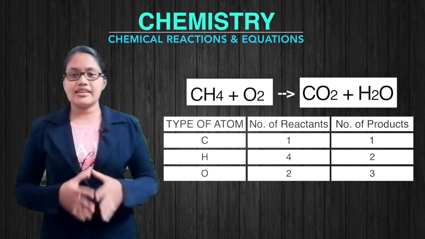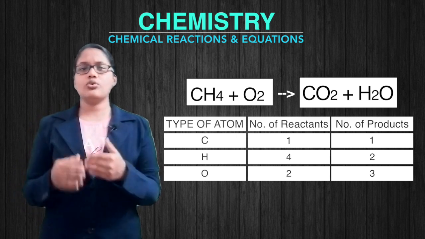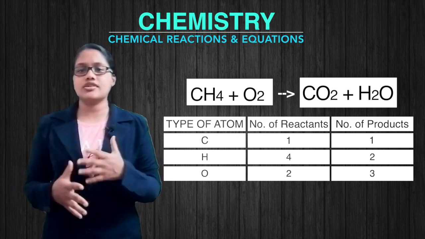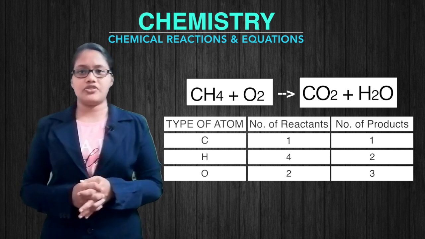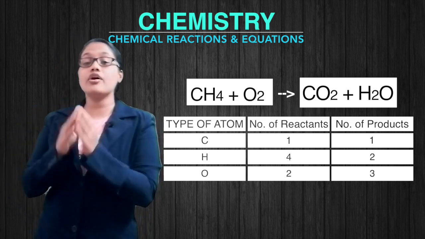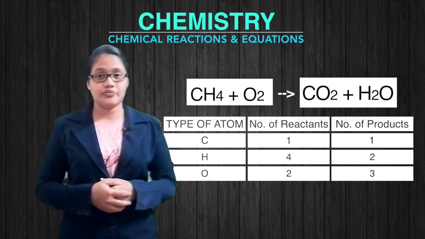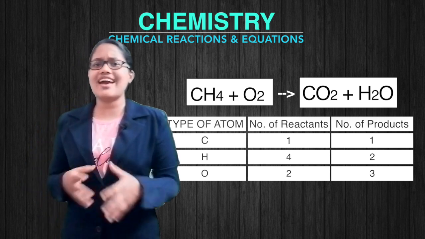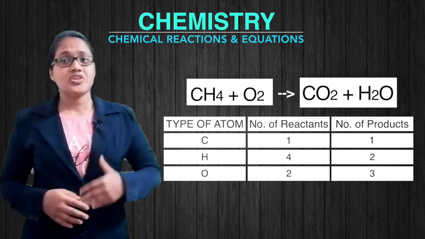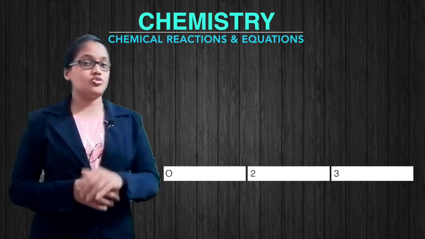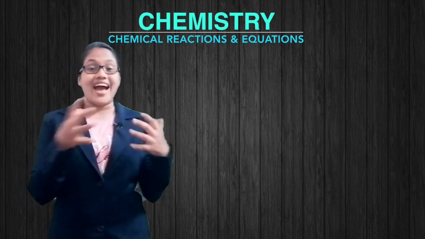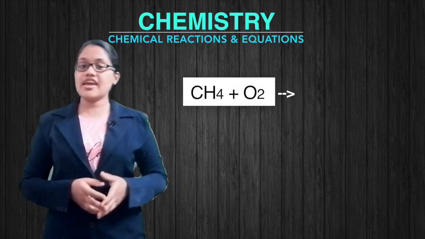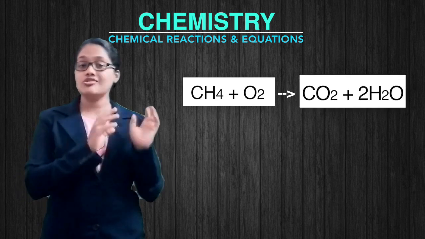So now we can see that the carbon atoms are equal on both sides. So let's go for the other unbalanced atoms, and both of them are hydrogen and oxygen. So let's take hydrogen first. So here we have 4 hydrogen atoms in the reactant side. So there are only 2 hydrogen atoms on the product. So this can be made equal by putting a 2 in the product H2O. So after doing so, we have the equation as CH4 plus O2 gives CO2 plus 2H2O.